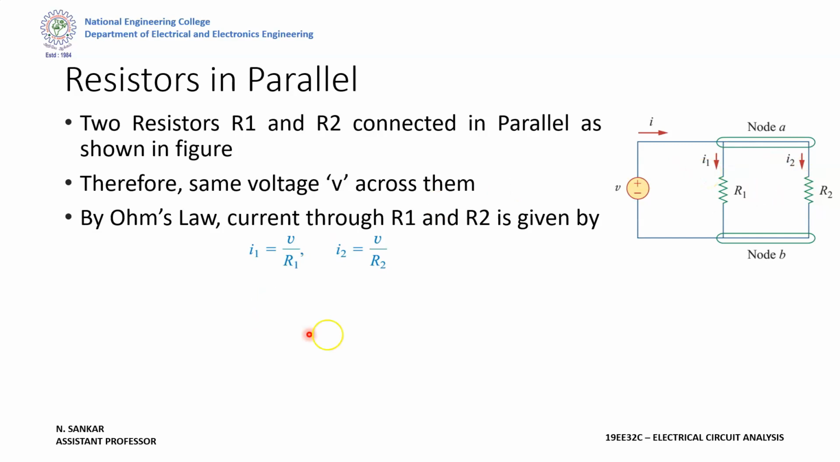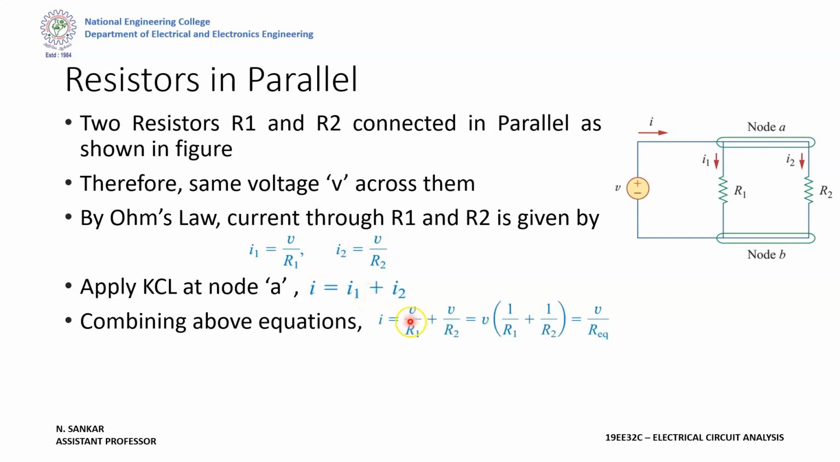Before that, as per Ohm's law, you can derive the value of I1. As per Ohm's law, I is equal to V by R. Here the total voltage across R1 is V. So simply I1 is equal to V by R1 and I2 is equal to V by R2. Now apply Kirchhoff's current law, I is equal to I1 plus I2. You know the values of I1 and I2, just substitute them here. So I is equal to V by R1 plus V by R2.